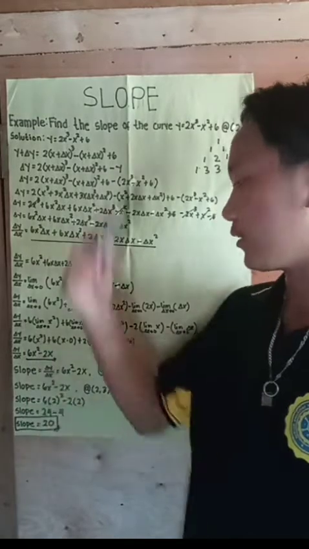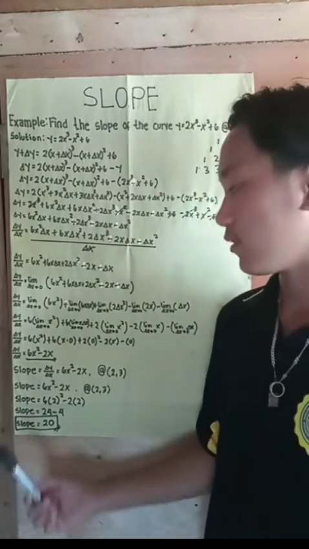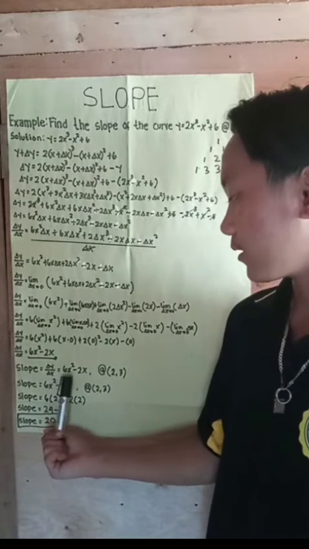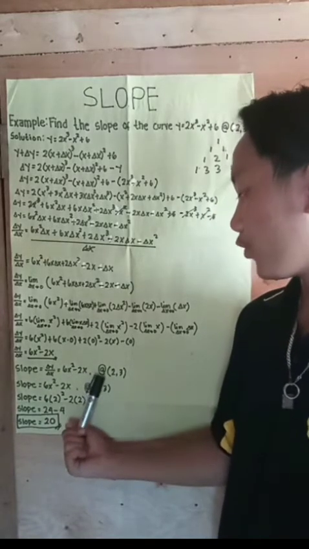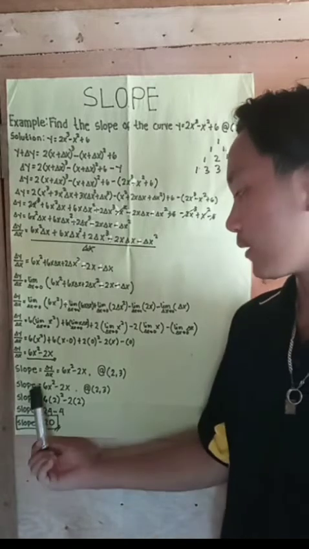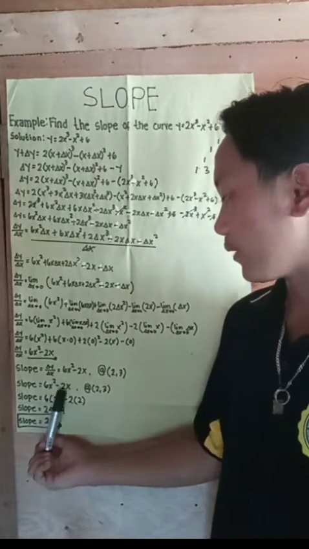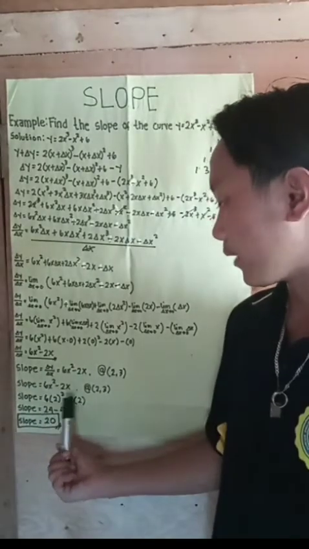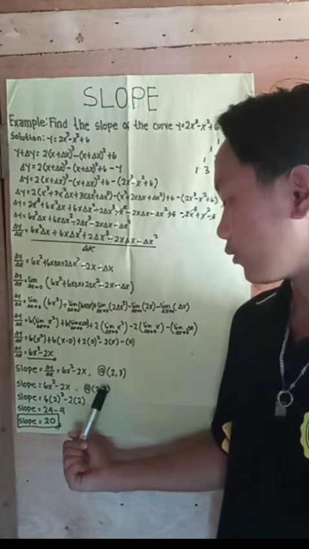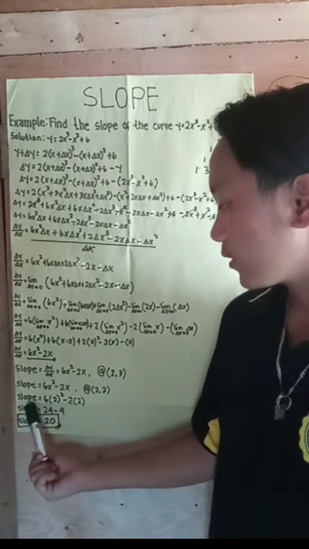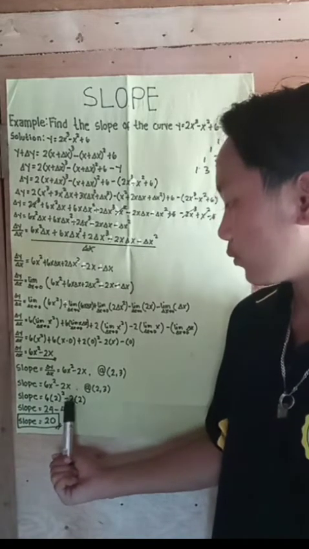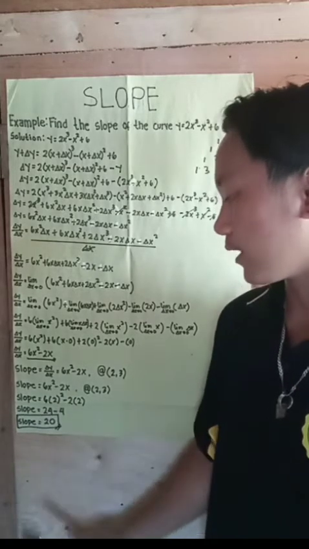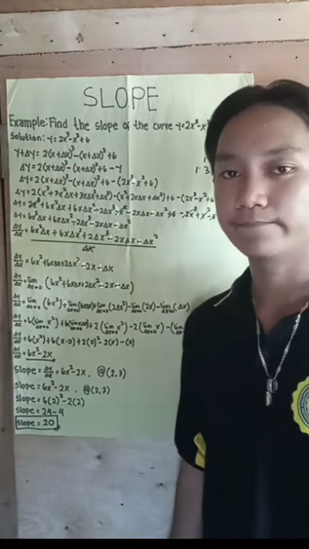Mao na ang answer diri. So, next is mangita na ta sa slope. So, slope equals delta y over delta x equals 6x squared minus 2x at points 2, 3. So, slope equals 6x squared minus 2x, i-substitute na ang x og 2 kay ang atong points man kay 2 og 3 niya ang atong x is 2, so substitute. So 6 times 2 squared minus 2 times 2 equals 24 minus 4, so ang atong slope is 20.